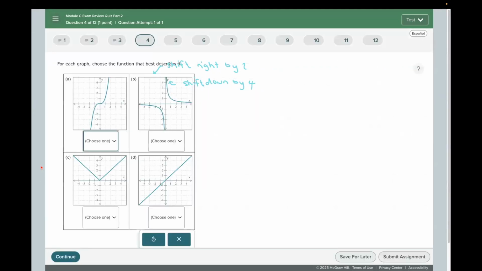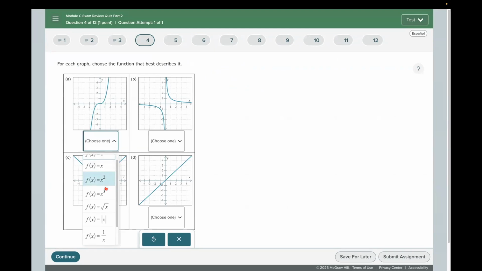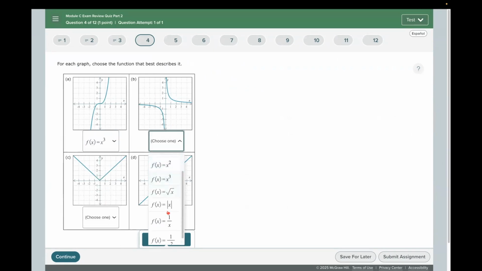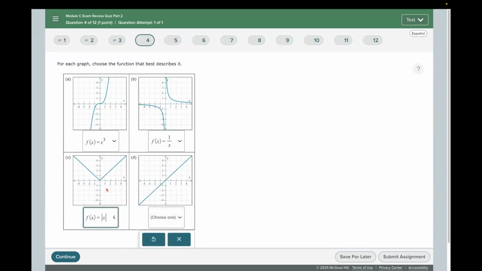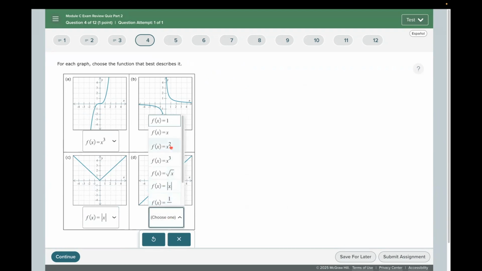All right, we'll keep going. All right, this one's saying for each graph, choose the function that best describes it. So these, worst case, just plug these in Desmos and see what you get. This one is going to be x cubed. This is 1 over x. This is absolute value of x, and this is y equals x. These are things you could memorize. You'll kind of learn with experience, but otherwise, you can just plot the options in Desmos and kind of match them as best as you can.